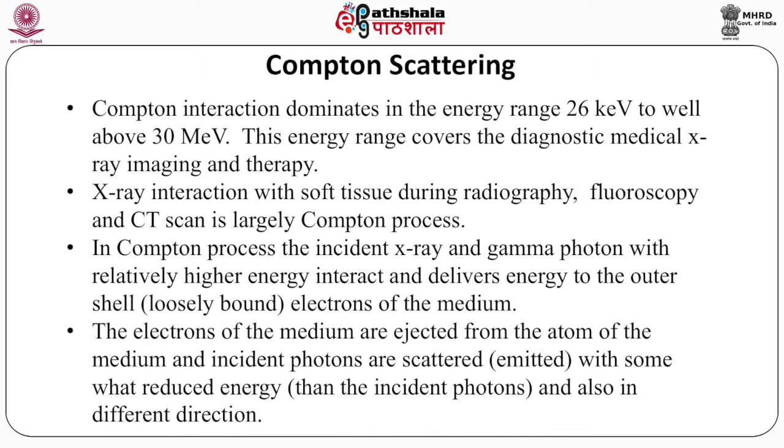In Compton process, the incident X-ray and gamma photons with relatively higher energy interact and deliver energy to the outer shell loosely bound electrons of the medium. The electrons of the medium are ejected from the atom of the medium and the incident photons are scattered, emitted with somewhat reduced energy than the incident photons and also in different directions.